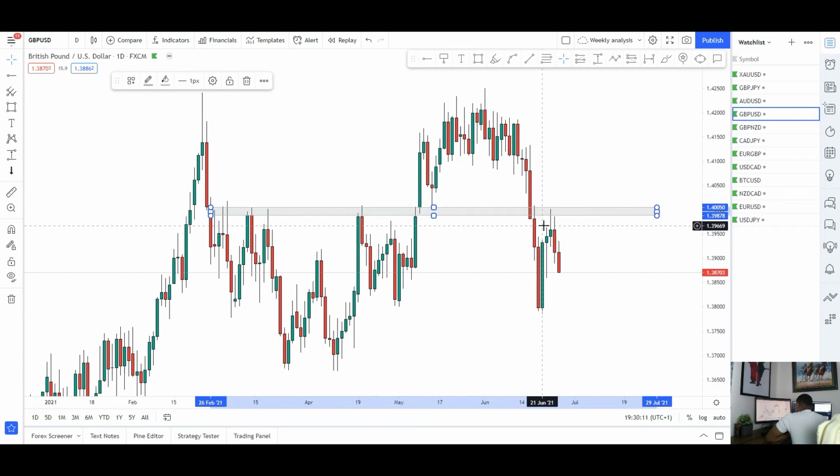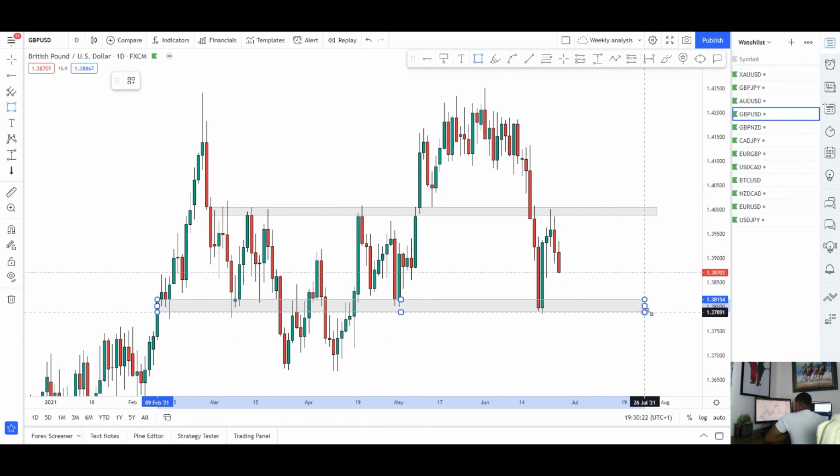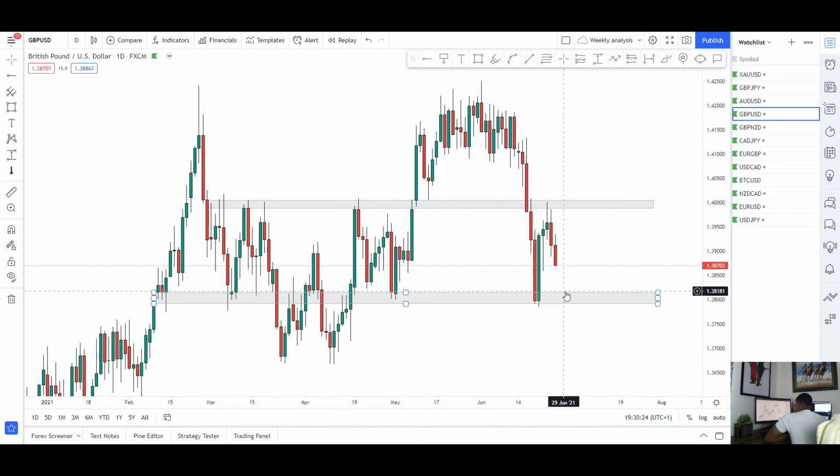And then we saw the fundamentals come in for GBP, but from a technical standpoint anyway, it was really lining up for a move to the downside. The fundamentals just gave us the extra kick. So I'm expecting more downside next week for GBP USD. Nice area of support here, 1.38, and that's exactly where I'm expecting price to go.